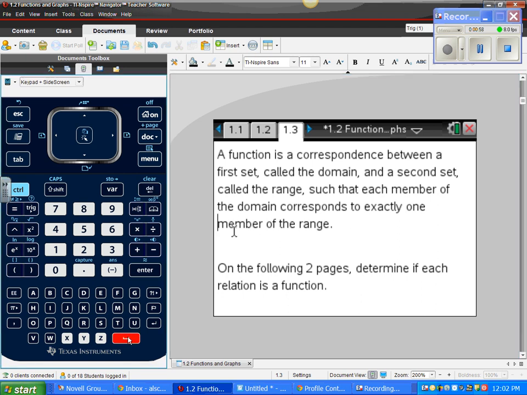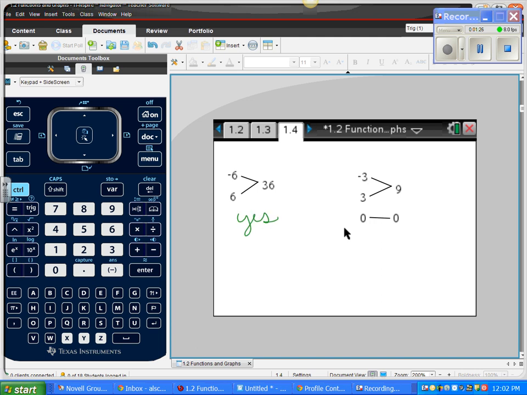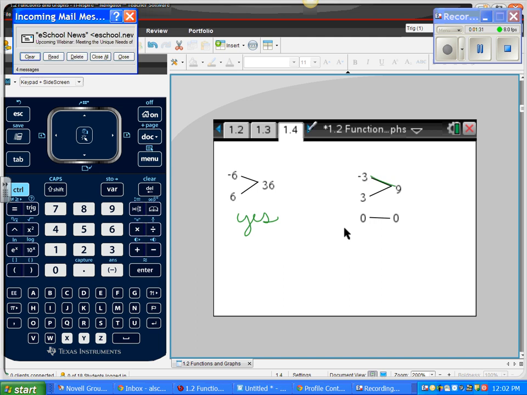On the following two pages, we're going to determine if each relation is a function or not. All right, so -6 and 6. And remember, we're looking, so each member of the domain corresponds to only one member of the range, meaning your x values are not going to repeat. So this first one is a function. And again, every member of the domain only corresponds to one member of the range. So yes, this is also a function.